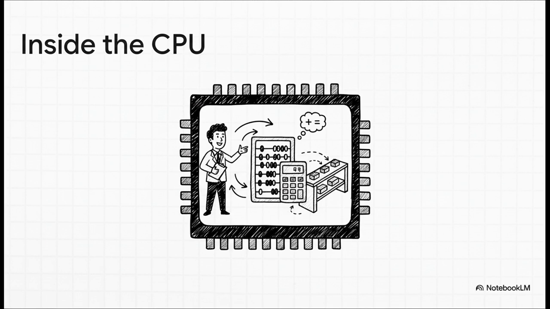The arithmetic logic unit, or ALU, is the mathematician of the group. It does all the heavy lifting, all the calculations and logical comparisons. And then you have the registers. Think of these as a tiny, ridiculously fast workbench right next to the ALU, holding the exact bits of data it needs for whatever task it's working on right now.